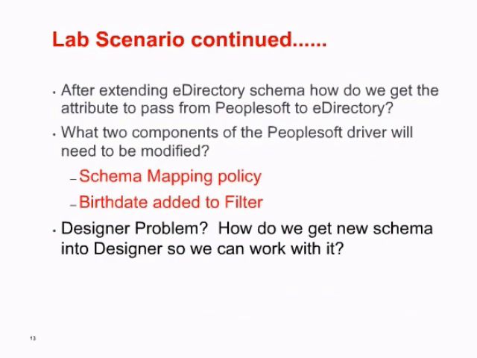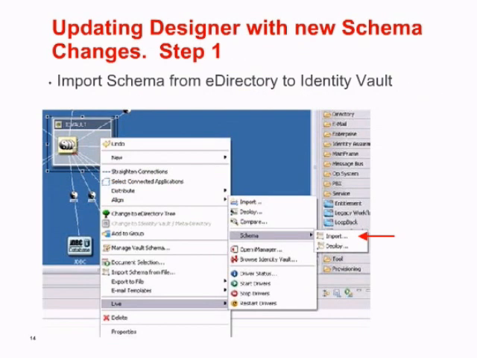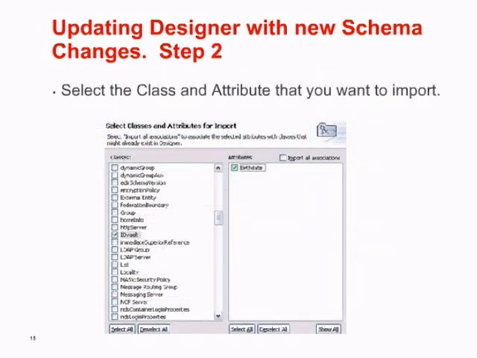So how do we get those updates into Designer? Okay, so we can get those in. What you do is you come into Designer, you highlight your Identity Vault, and you right-click, you choose Live, you choose Schema, and then you choose Import. You look for the class that you just added with the attributes. So we're adding the ID Vault class with the birth date attribute, and then you select Import.